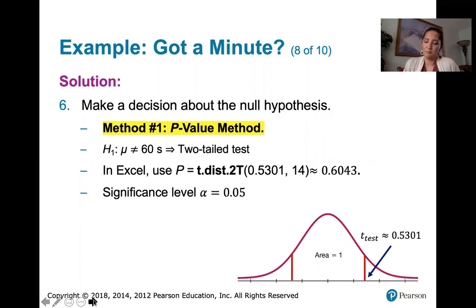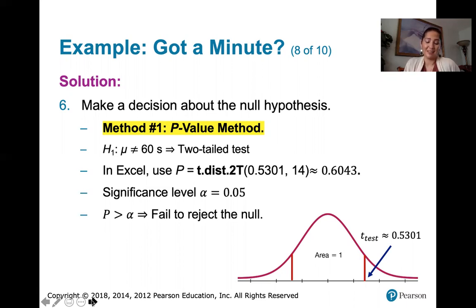Now, typically, we take this p-value, this probability, and we compare it to the significance level. That's what we have decided will be our cutoff for what we're going to consider to be significantly high probabilities or insignificant probabilities. We're going to compare that 60% to the 5% in our significance level. Obviously, 60% is more than 5%.